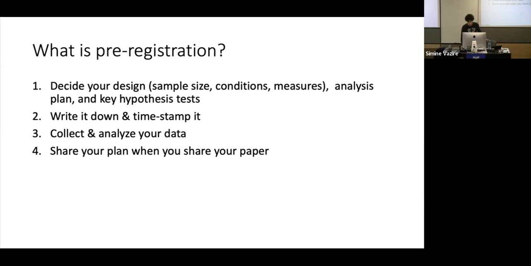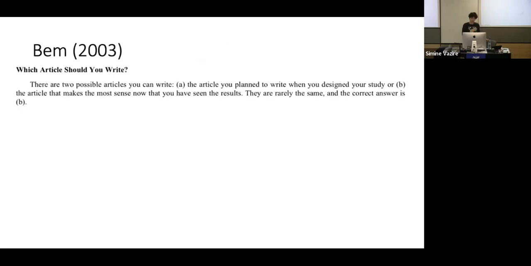This is the Daryl Bem paper about how to write a research article that I mentioned before. So this is what it says about how you should write the article. This is the part about harking. So he says, there are two possible articles you can write: the article you plan to write when you design your study, or the article that makes the most sense now that you have seen the results. They are rarely the same, and the correct answer is okay.